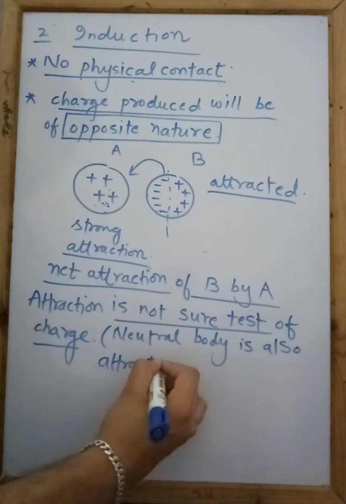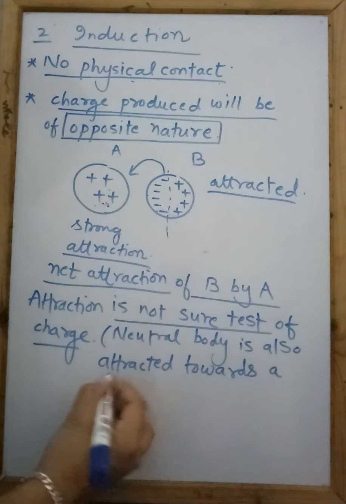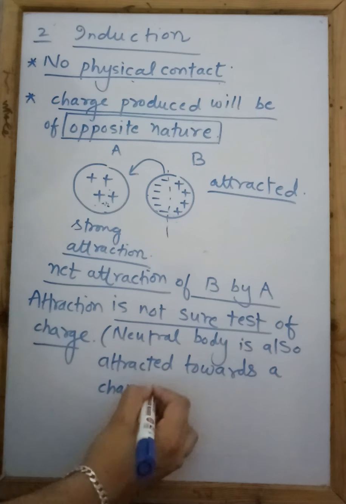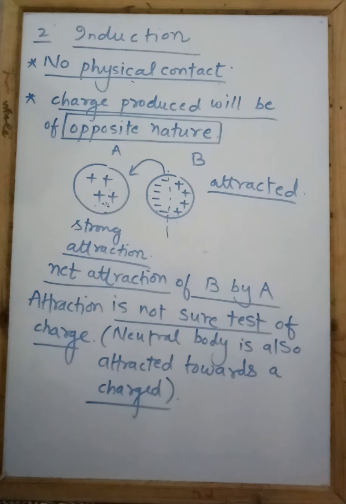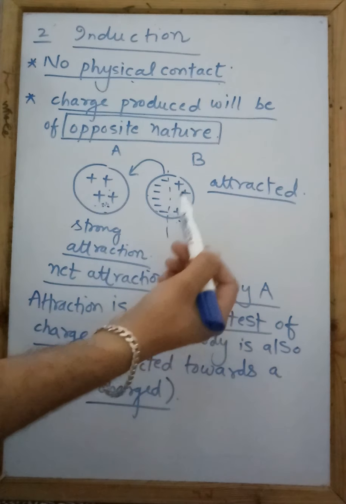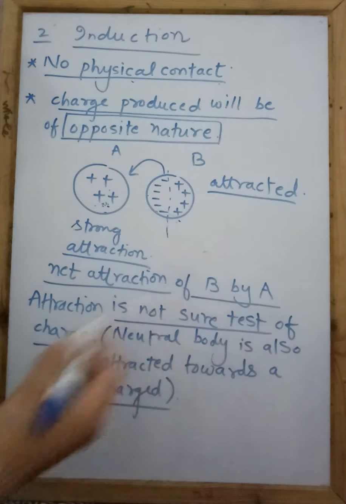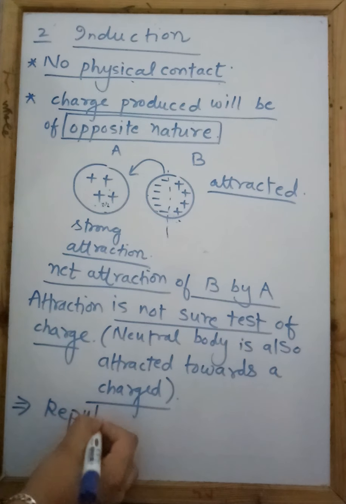It is because a neutral body is also attracted towards a charged body. So if a body is being attracted, you cannot say that it is definitely carrying a charge. Why? Because a neutral body is also attracted. Only if it feels repulsion. B will only be repelled by A if B carries a net positive charge. So we can conclude from this point that repulsion is the sure test of charge.